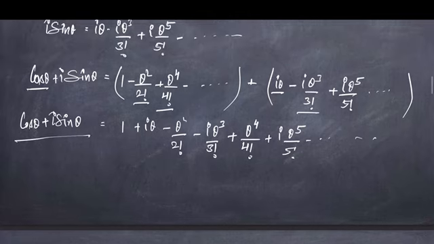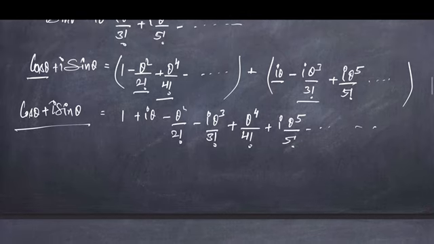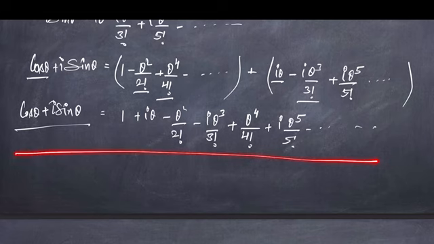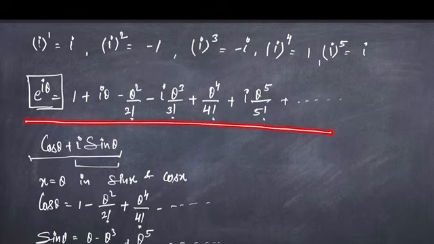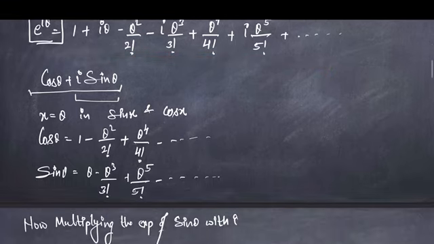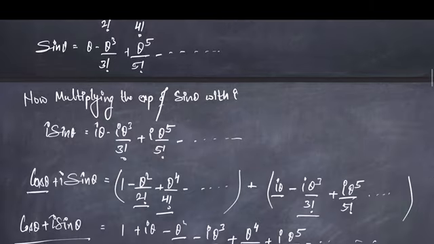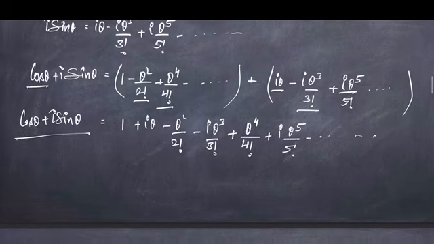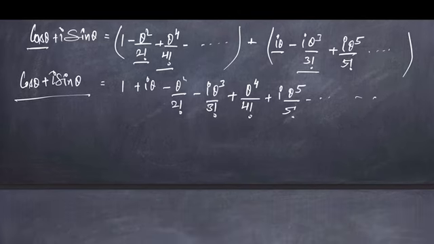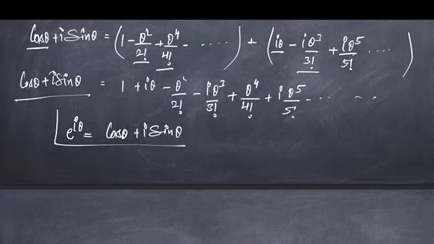Now comparing this expansion with the expansion of e to the power iota theta, we can see that all the terms of e to the power iota theta equal all the terms of cos theta plus iota sin theta. So from these two expansions we can say that e to the power iota theta equals cos theta plus iota times sin theta. This is our Euler's formula.